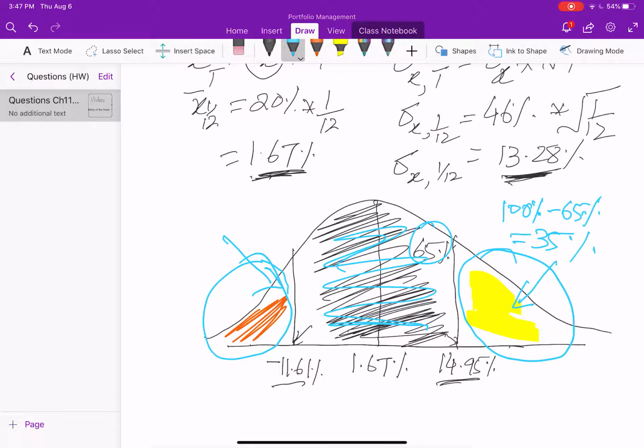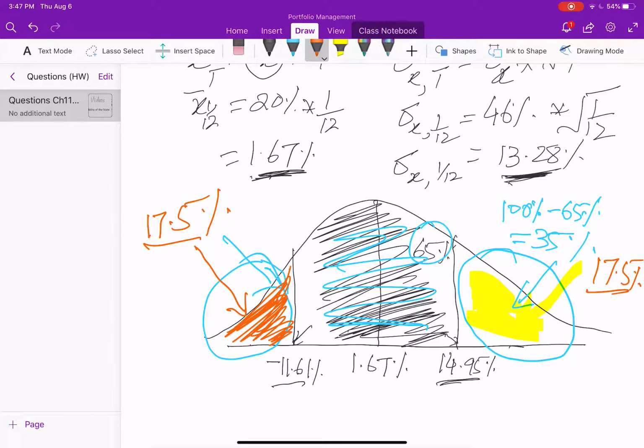Because there is a symmetric distribution, the area is equally divided into the two sides. So it means that this area under the curve over here is 17.5%, and this area over here is also 17.5%. That's how it will add up and become equal to 35, right?